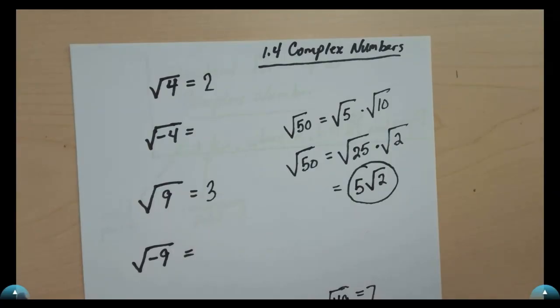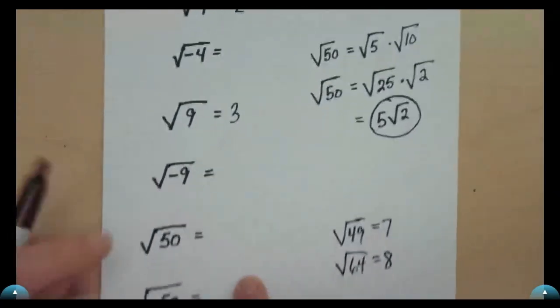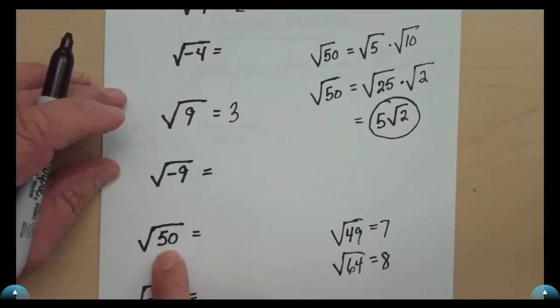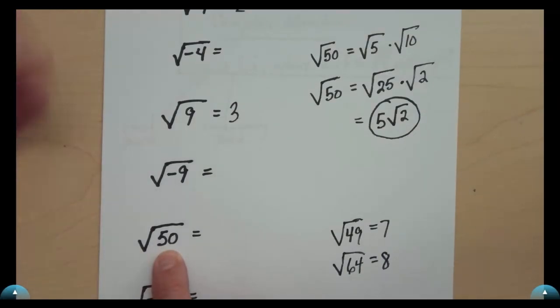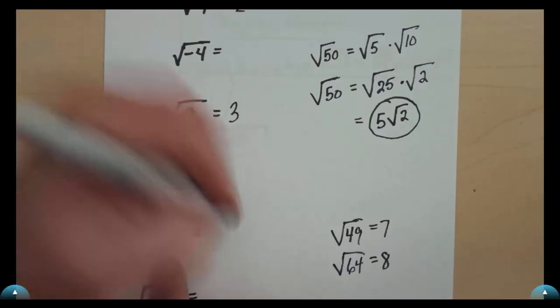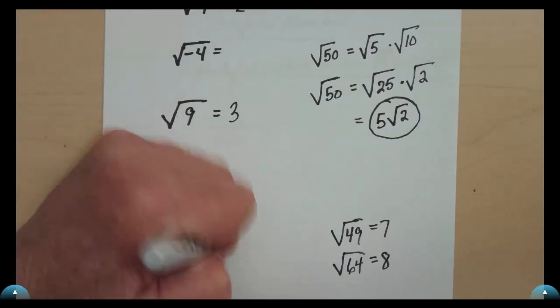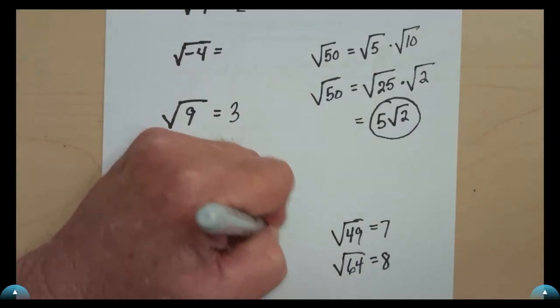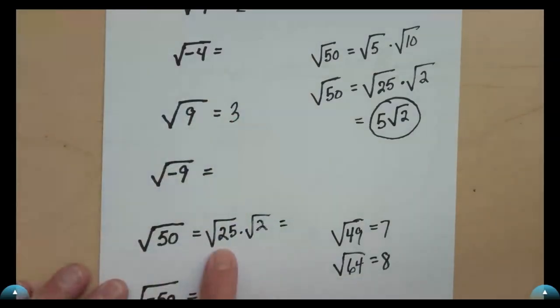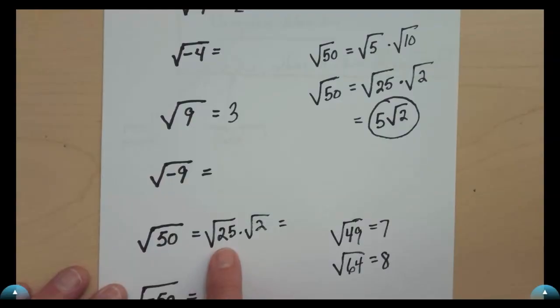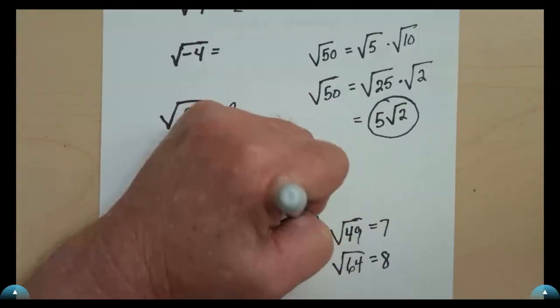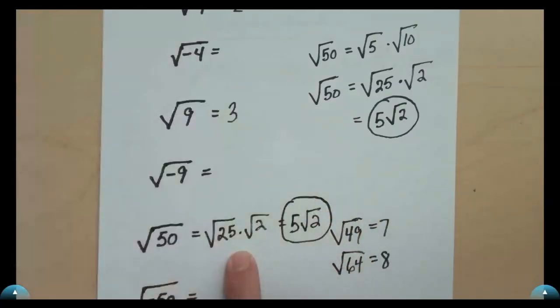If it's something like this, you want to see if there's a way to factor this number so that one of those factors is a perfect square. And in this case, 50 is 25 times 2, and 25 is a perfect square. So the square root of 50 is the square root of 25 times the square root of 2. And of course, we know what the square root of 25 is. It's 5. So 5 times the square root of 2. And that's what we're going to say the square root of 50 is equal to.